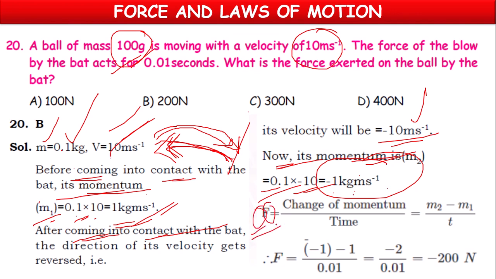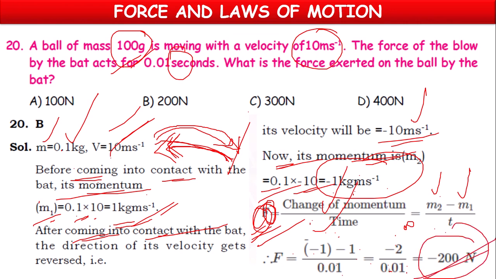So F, force. How can we calculate force? It is the change of momentum by time, or rate of change of momentum. So P2 minus P1 by t. Final momentum is minus 1, initial momentum is 1, minus 1 minus 1 by time 0.01 seconds. That equals minus 2 by 0.01. If two decimals are there, we can keep two zeros in the numerator and remove the point here. So minus 200 newtons is the force exerted on the ball by the bat.